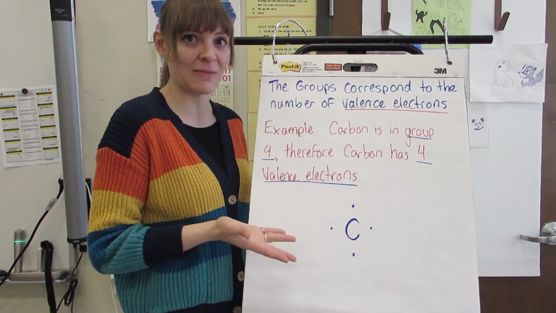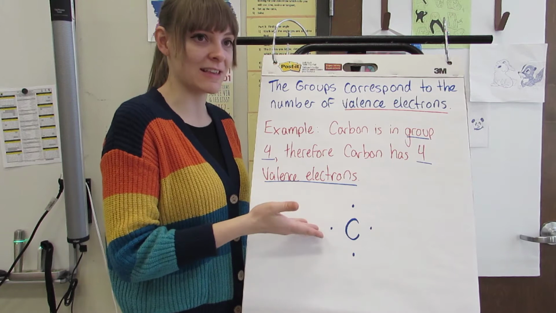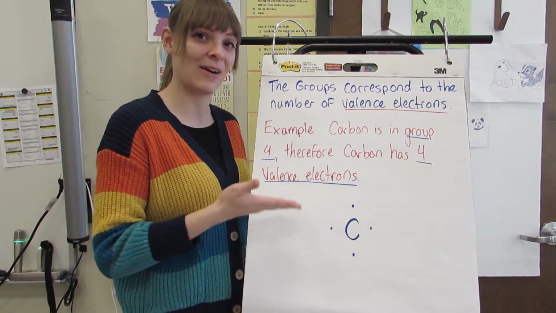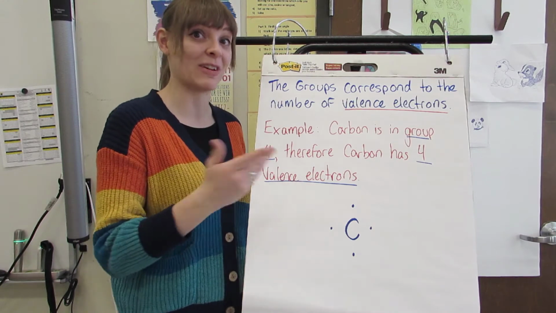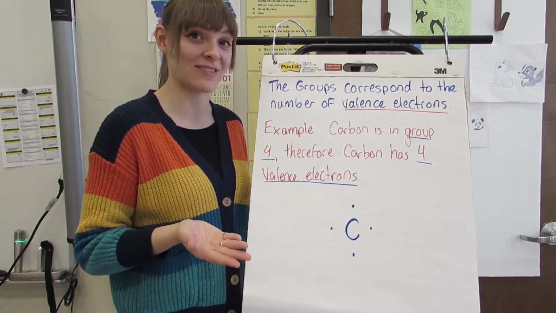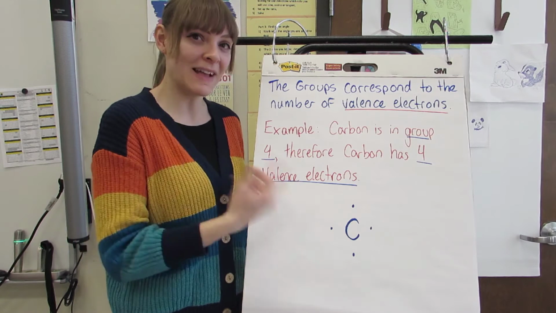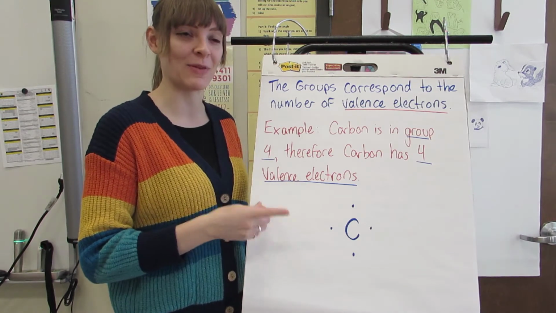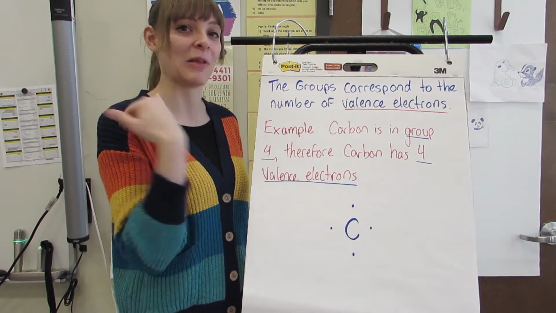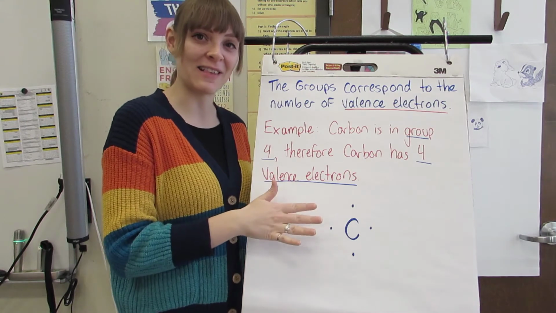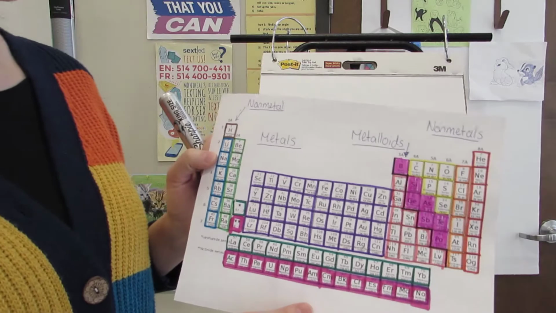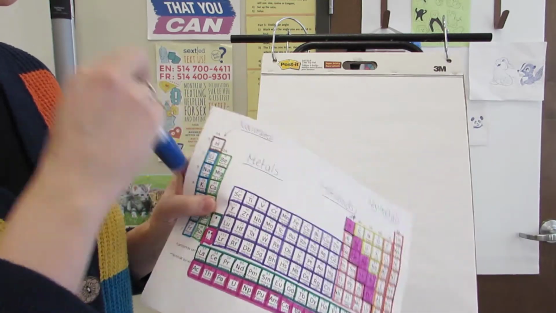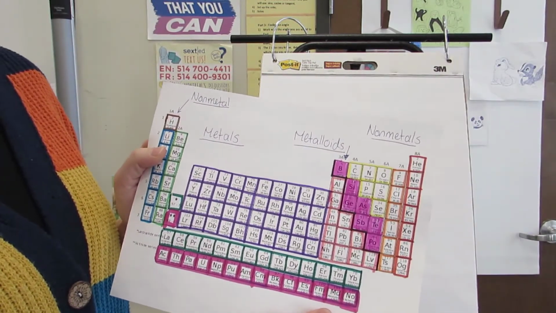This is a simplified model. We use this to help us understand how chemical reactions happen and how electrons get moved from one atom to another during these chemical reactions. So let's do a couple more examples to practice looking at the group, finding the valence electrons, and then drawing the Lewis structure. All right, so let's try out the Lewis structure ourselves.